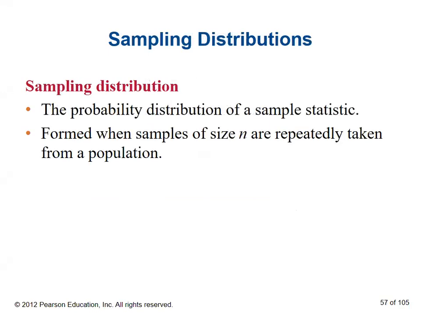Which means we're working with a sample statistic. And these distributions come when you have samples of some size n that are repeatedly taken from a population. So, for example, if we wanted to collect some data about people who live in the United States, we know it's not very practical to try to collect the data from everybody who lives in the United States. So instead, what we might want to do is get some samples, all right?